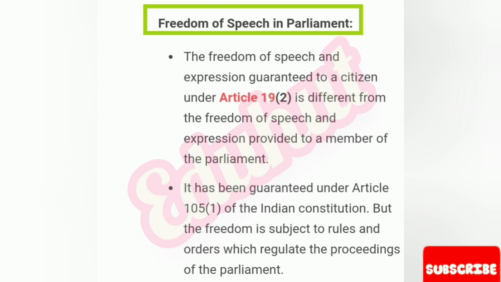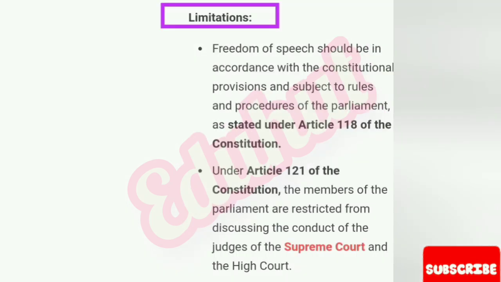The freedom of speech and expression guaranteed to a citizen under Article 19(1)(a) is different from the freedom of speech and expression provided to a member of the Parliament. It has been guaranteed under Article 105(1) of the Indian Constitution, but the freedom is subject to the rules and orders which regulate the proceedings of the Parliament.